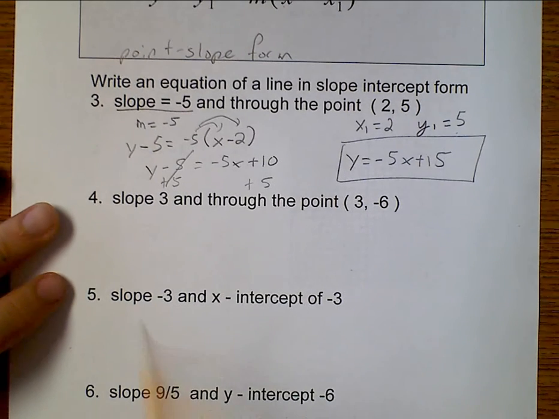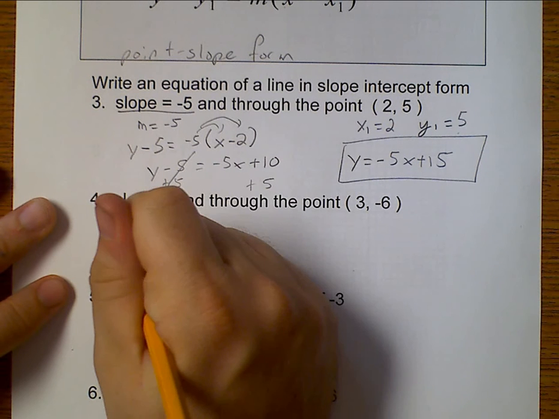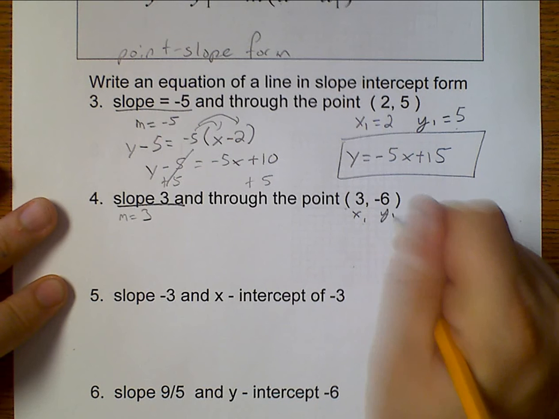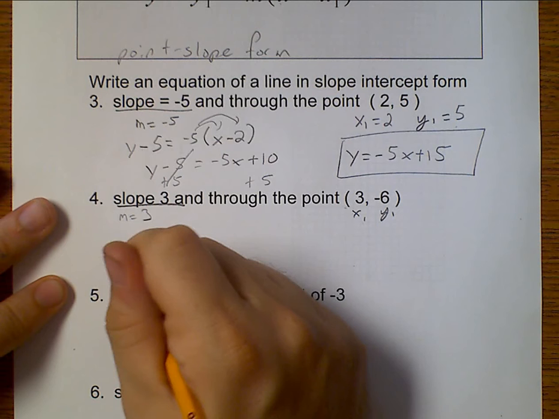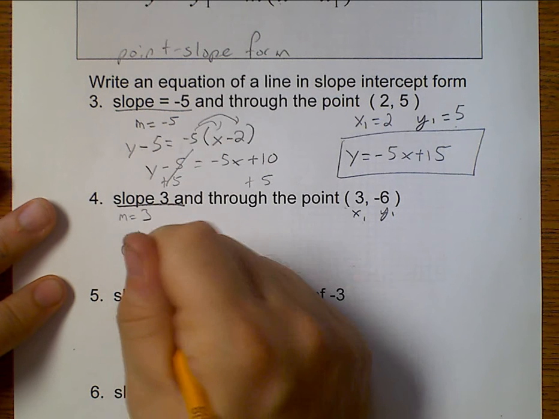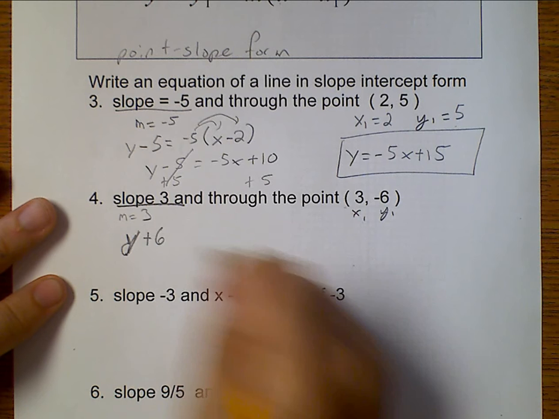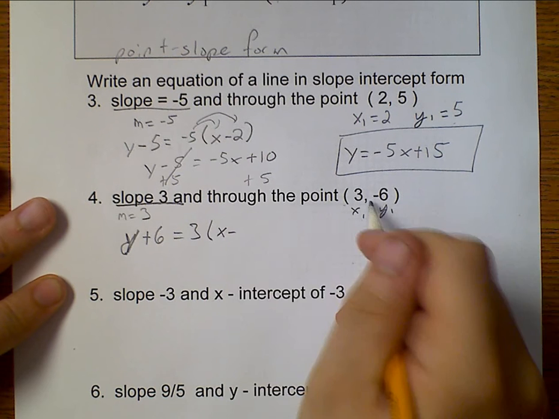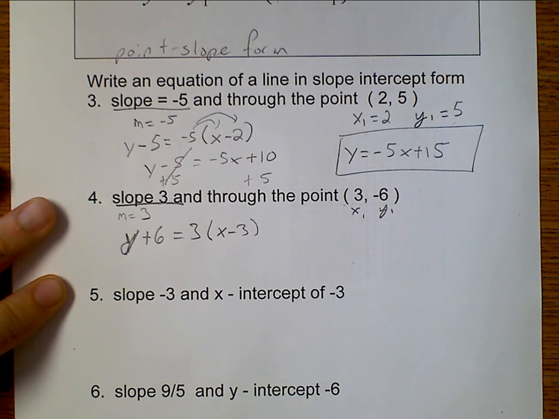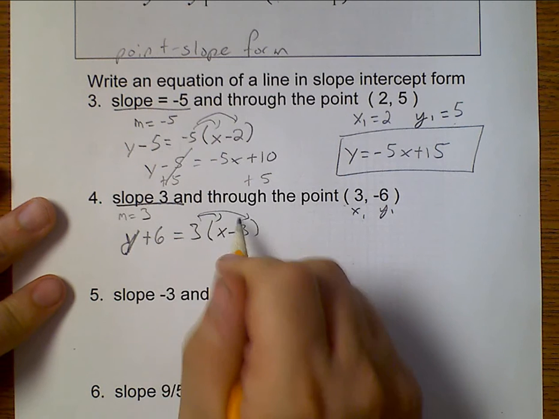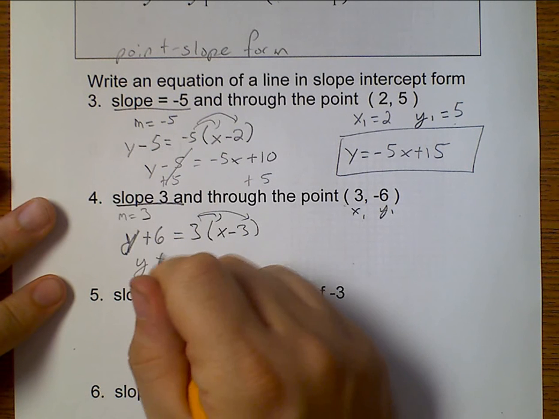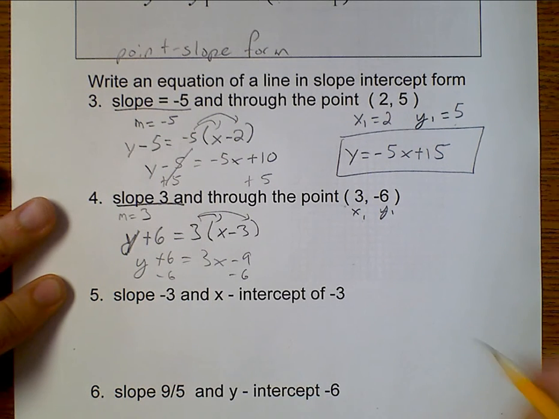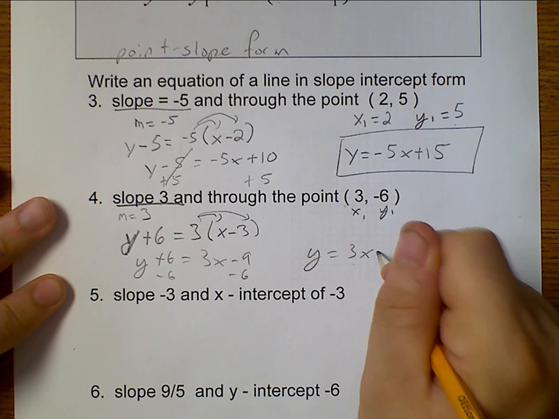So example number 4, we're given a slope of 3. And we're given these points. This is x1, that's y1. We start plugging it in. So y minus negative 6, which would be plus 6, equals my slope of 3 times x minus my x value is 3. Multiply it out. So y plus 6 equals 3x minus 9. Subtract 6 from both sides. Y equals 3x minus 15.